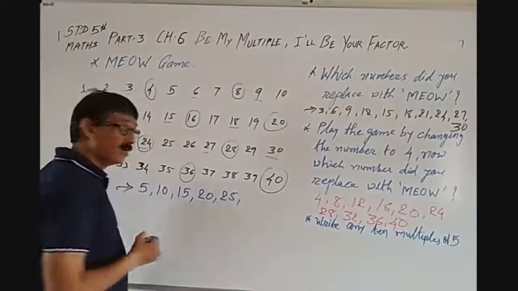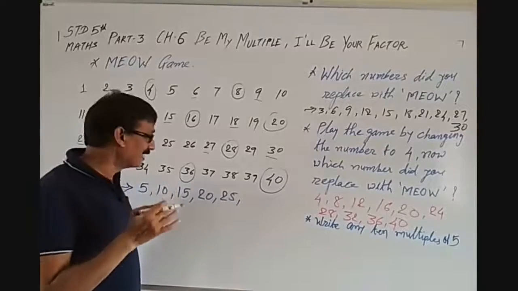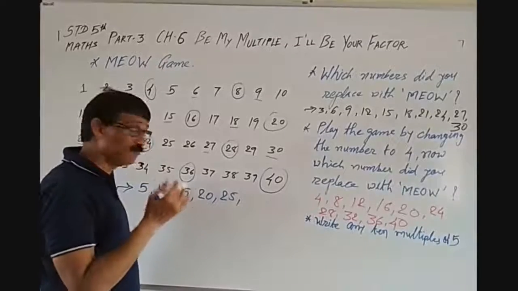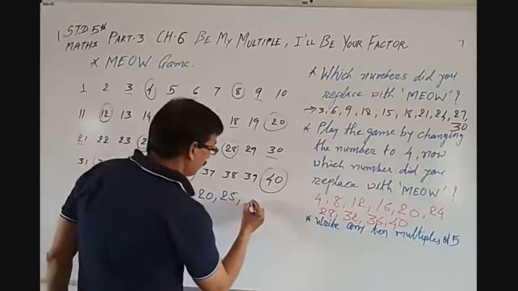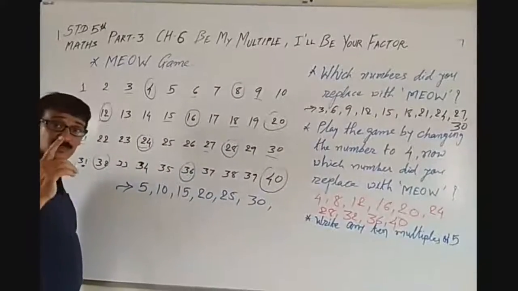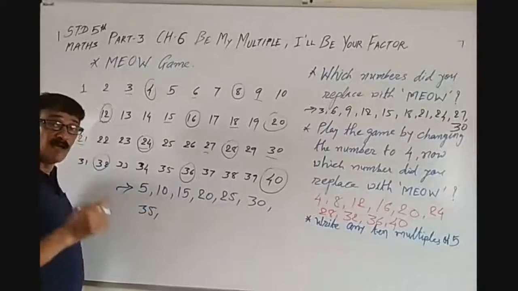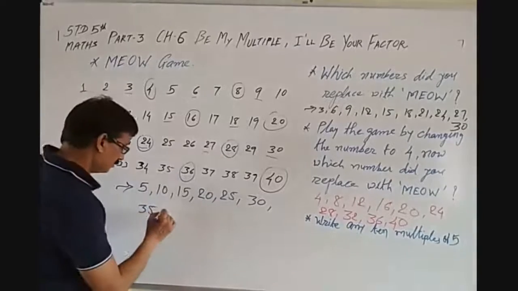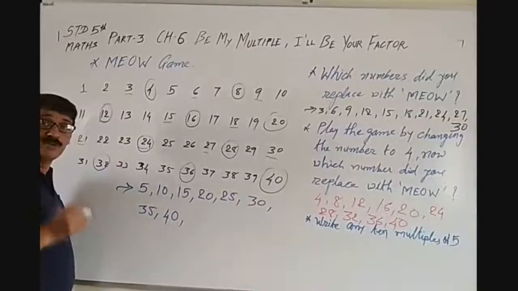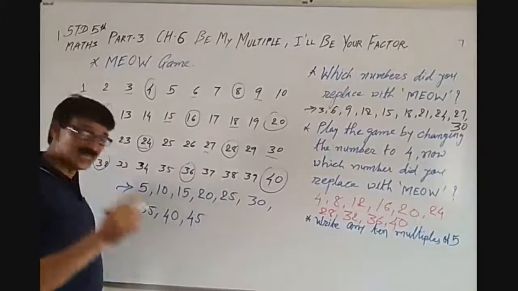I know you used to speak like this. 5 sixes are 30. 5 sevens are 35. 5 eights are 40. 5 nines are 45. 5 tens are 50.